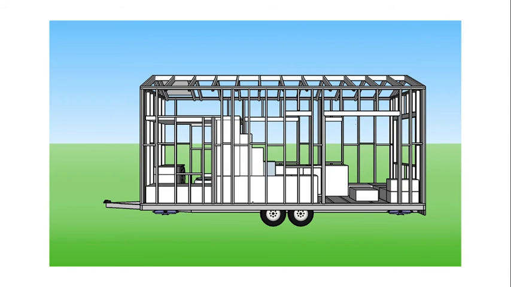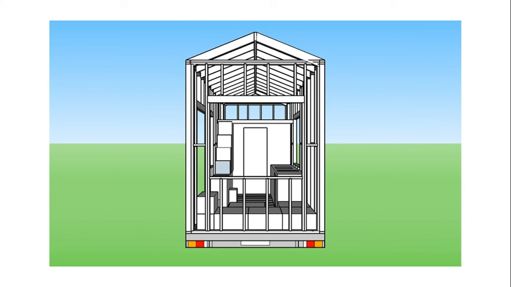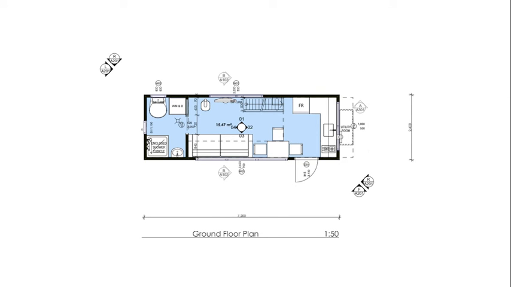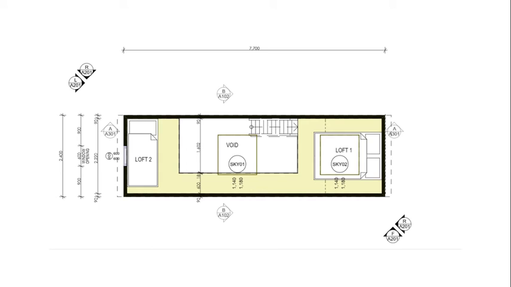So here's our Google SketchUp with a different elevation. Different elevation again from the back. And this is some examples of a recent customer's tiny house with our custom plans. That's the loft. He went for 2 lofts because he has kids.